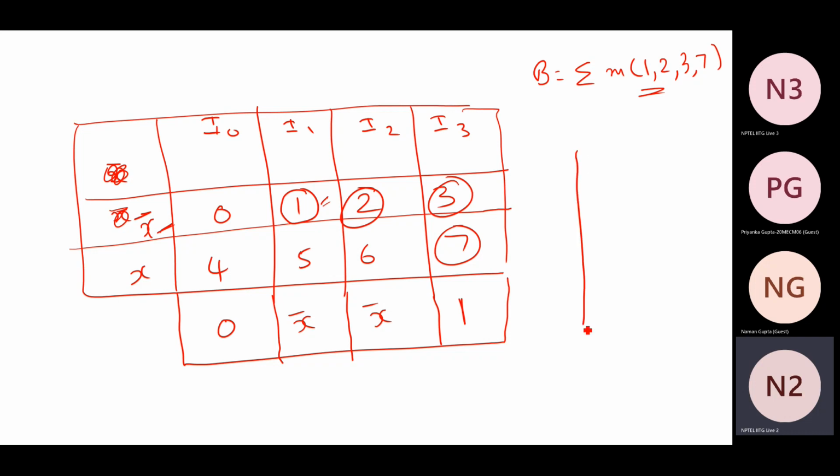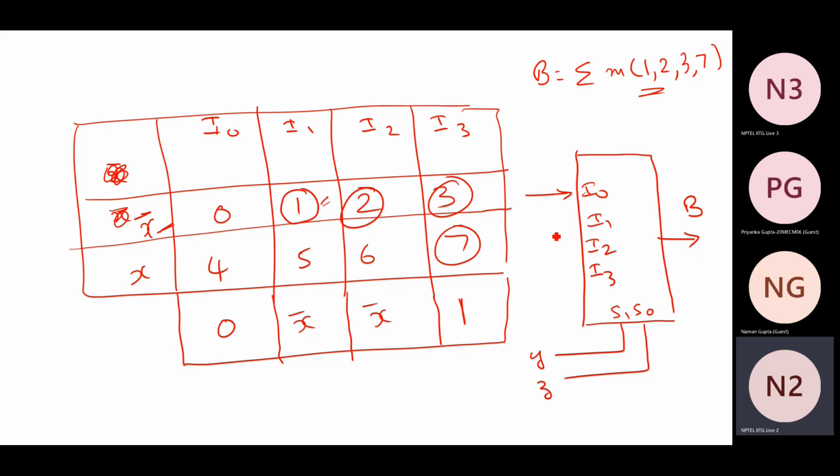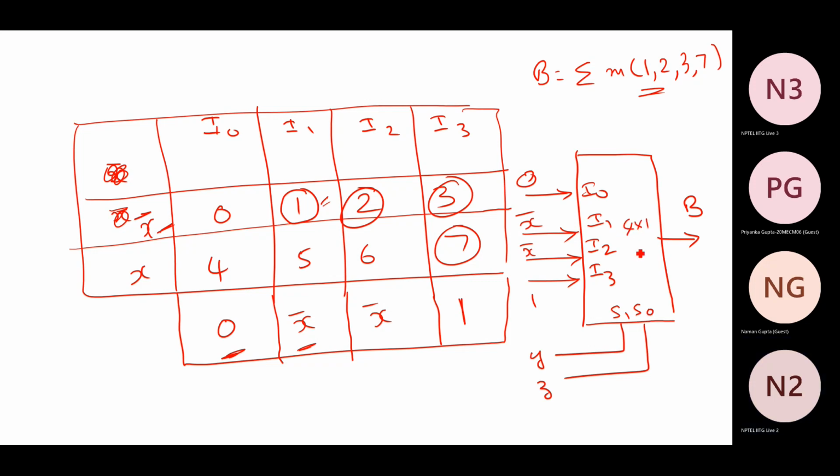So in the borrow implementation circuit, with 2 control signals S1, S0, I am giving Y and Z as the inputs because X I am using here. So I0, I1, I2, I3, and this output I want as B. I0 is 0, I1 is X bar, I2 is also the same X bar, I3 is 1. So this will implement borrow. In a similar manner, you can implement the difference also.